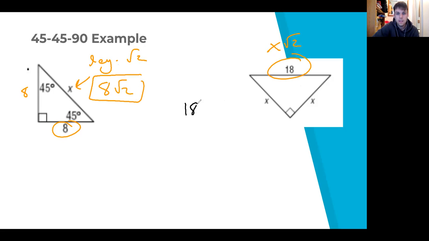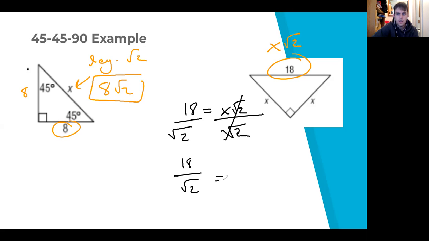So I get that 18 equals x root 2, and I need to divide by the square root of 2, which is always a bit of an adventure. So 18 divided by square root 2 equals x. This is a problem that needs to be rationalized. We never want to have a radical number in the denominator. So you have to multiply the top and the bottom of this fraction by the square root of 2.